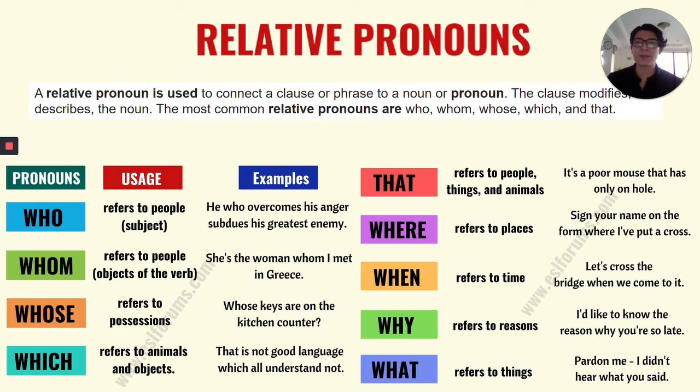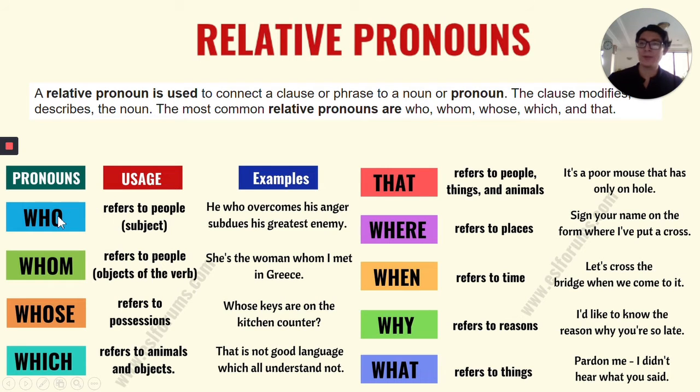Okay, relative pronouns. What does it say? It is used to connect a clause or phrase to a noun or pronoun. The clause modifier describes a noun, and the most common relative pronouns are who, whom, whose, which, and that. As I mentioned in class, that is the relative pronoun used by most native speakers. So Americans will usually use this one more than the others. Okay? So we have here some others.